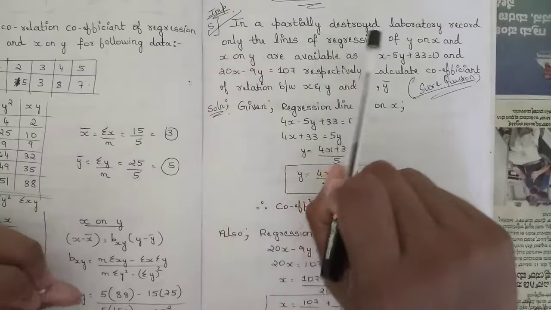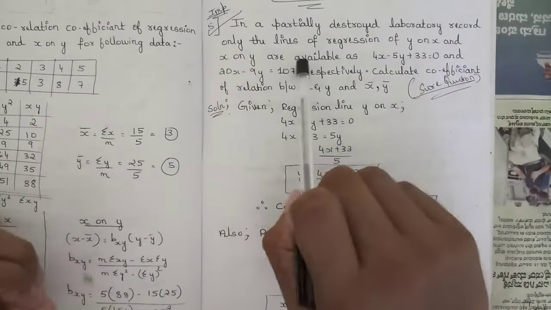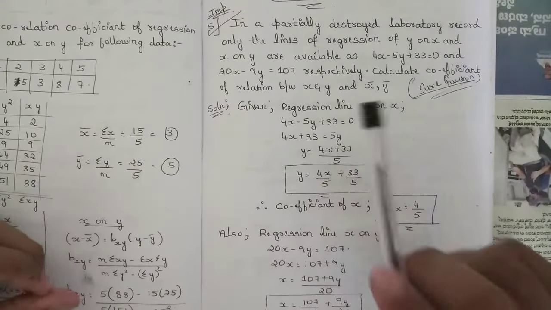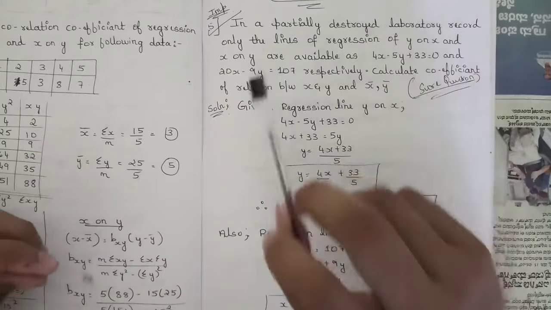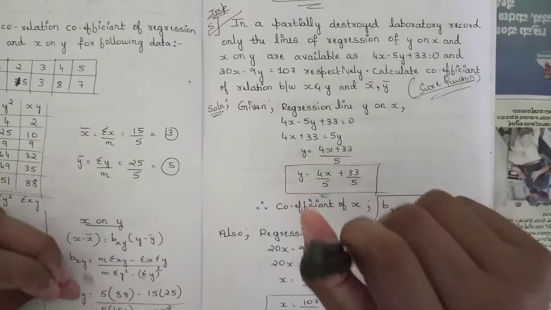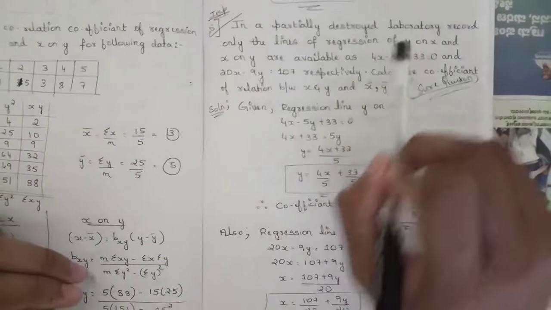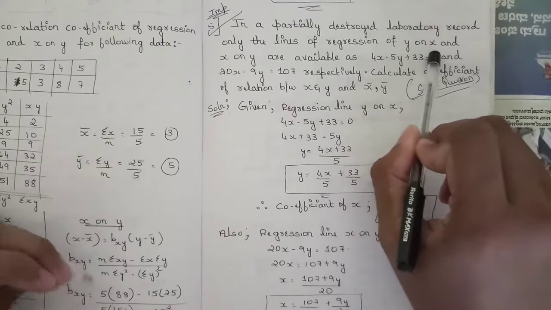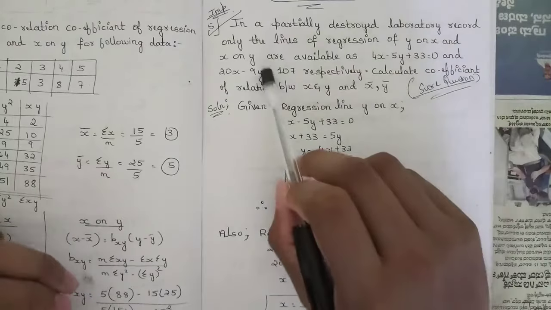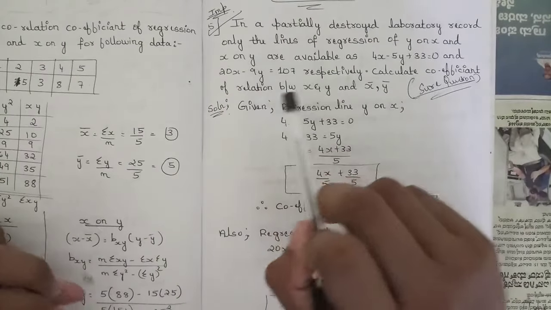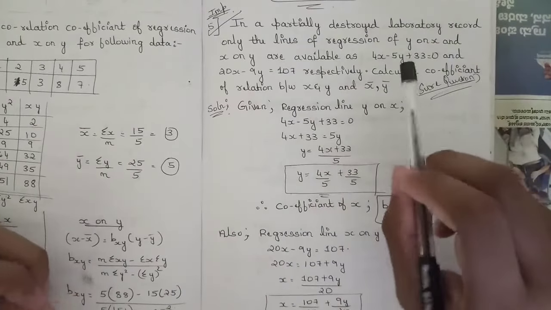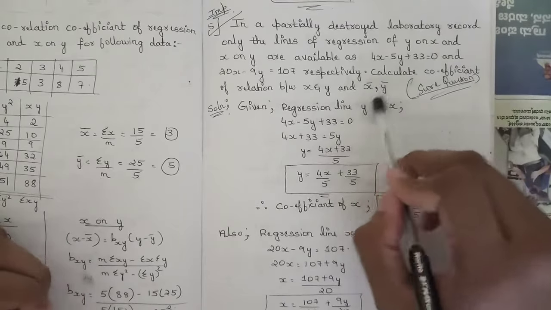In a partially destroyed laboratory record, only the lines of regression of y on x and x on y are available. Here the lines of regression are given as, these are not actually the lines of regression, they have given two equations. So we need to convert them to the lines of regression. The lines of regression are available as 4x minus 5y plus 33 equal to 0, and this is the regression line y on x, and 20x minus 9y equal to 107 respectively. So now we need to calculate the coefficient of correlation between these two regression lines, and also we need to calculate x bar comma y bar.